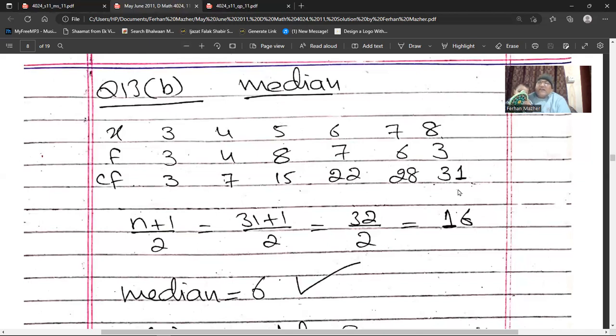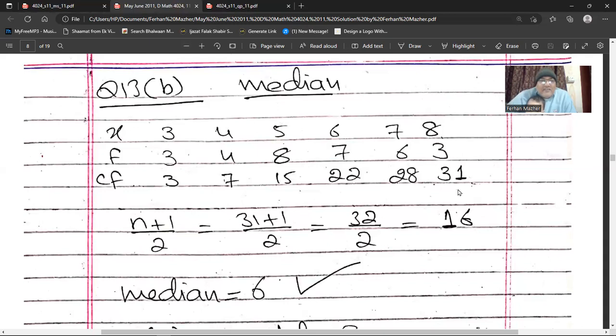If the last number of the cumulative frequency is odd, we use this formula to find the median: n plus 1 by 2. This will tell you which number is in the middle of the data. So n is 31, 31 plus 1 is 32, 32 divided by 2 is 16. So the 16th number will be in the middle of the data. 16 is not the answer; the 16th number is in the middle of the data.